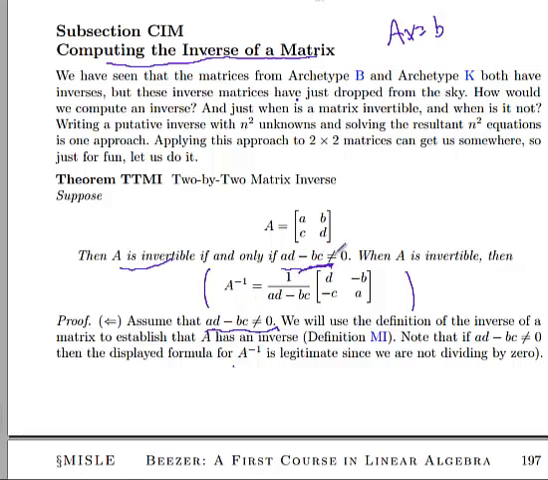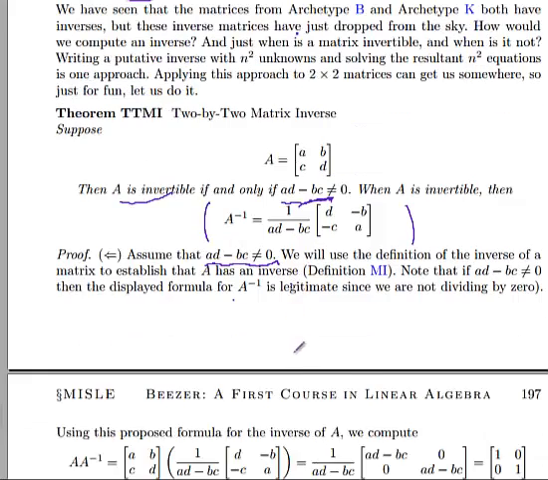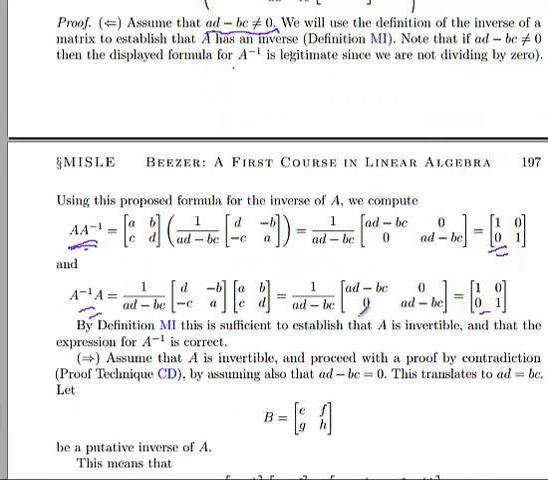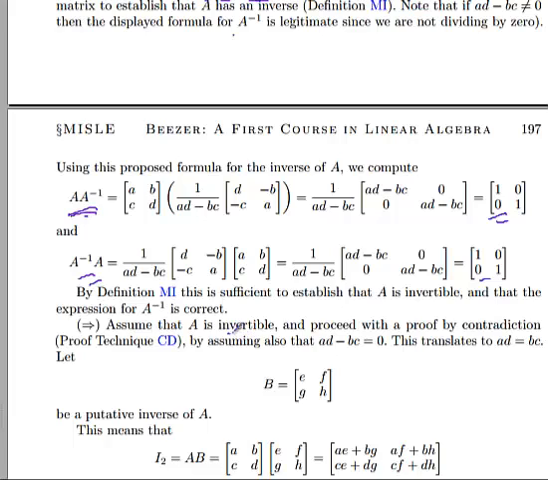If AD minus BC is not 0, and you multiply this matrix by the matrix A, you get the identity. And remember, you have to do it on both sides to verify. So A times this matrix A inverse does give you the identity, and A inverse times the matrix A does give you the identity.